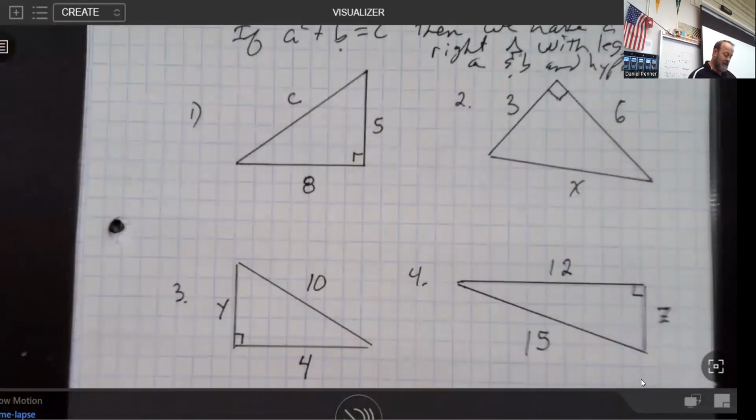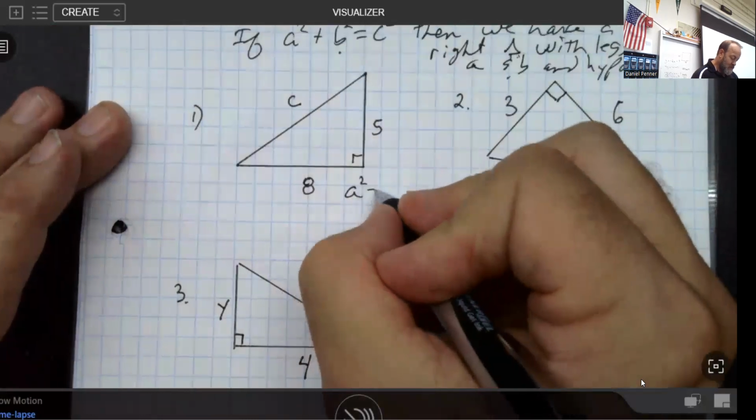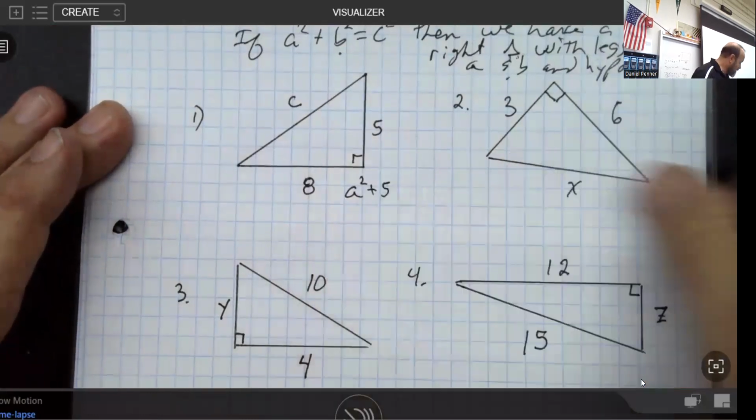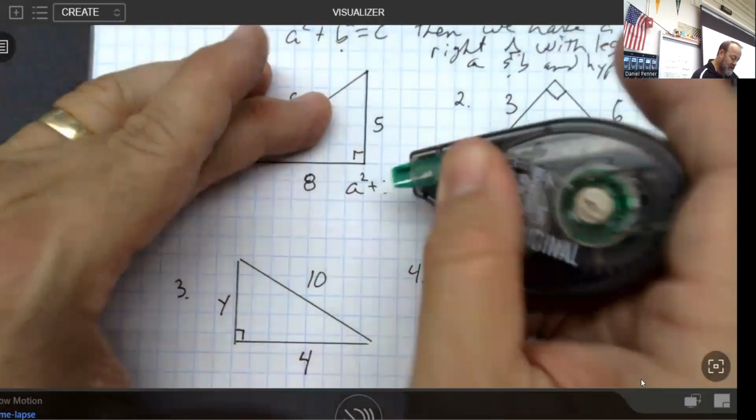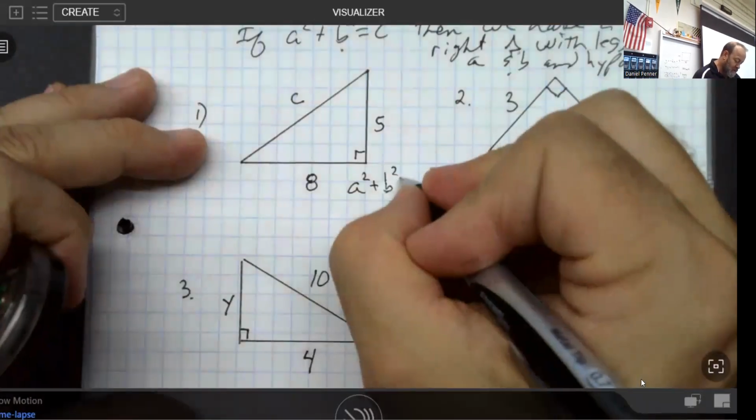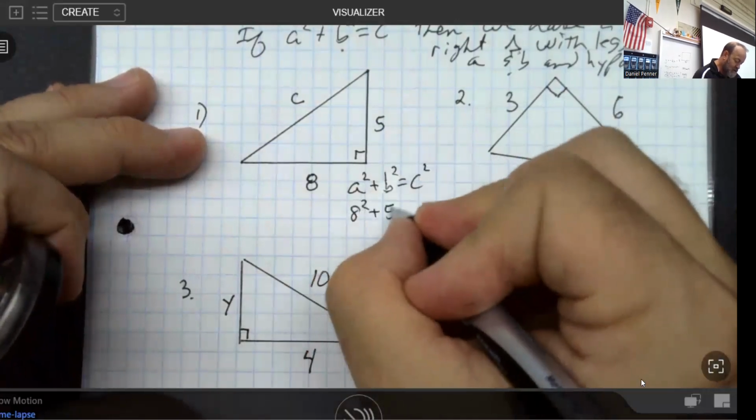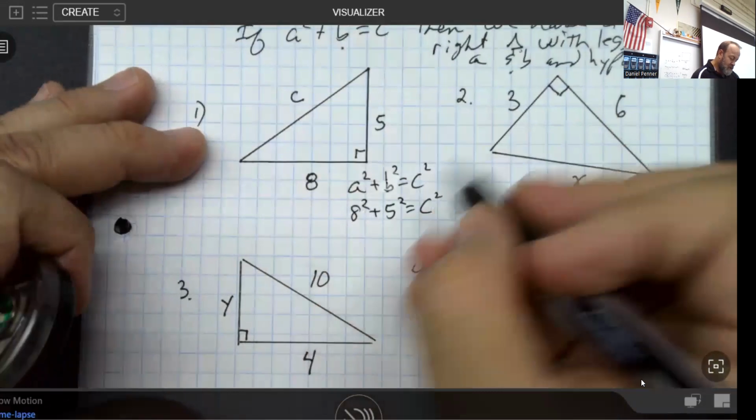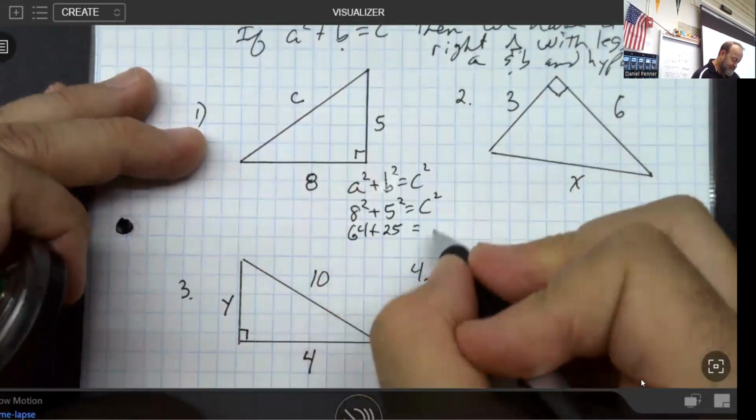So the Pythagorean theorem says leg squared plus leg squared. Started actually writing it down. Just kidding. Hold on. Leg squared plus leg squared equals hypotenuse squared. So that would be 8 squared plus 5 squared is C squared. 64 plus 25, which makes 89.